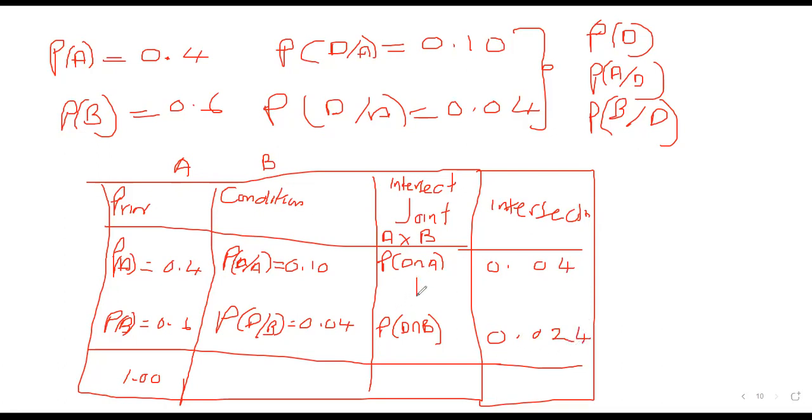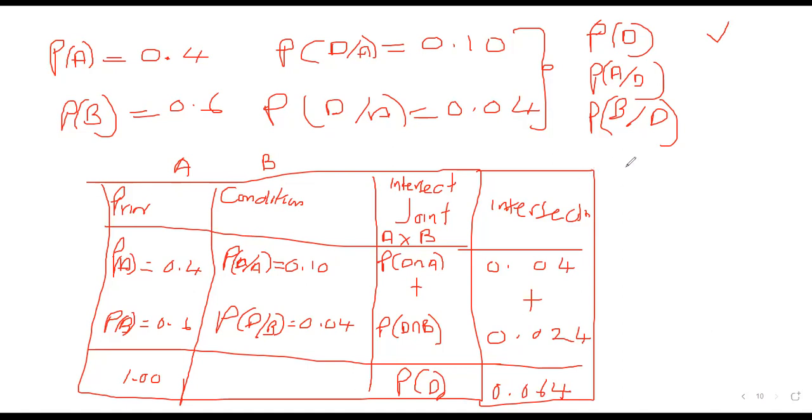So whenever you're adding two intersections, you pick the common letter. So here the common letter is D. That is the probability of D. So when we add these two, we get 0.064. So this is what we call the probability of D.